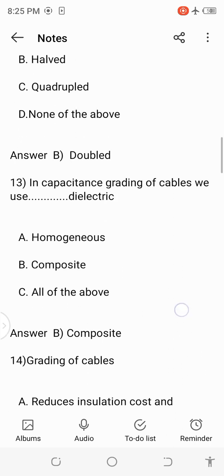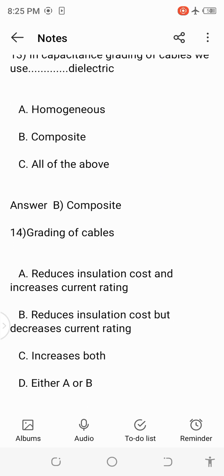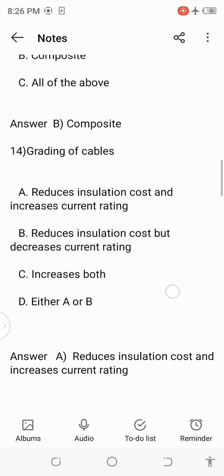Composite. 14. Grading of cables: A. Reduces insulation cost and increases current rating. B. Reduces insulation cost but decreases current rating. C. Increases both. D. Either or all. Answer: A. Reduces insulation cost and increases current rating.